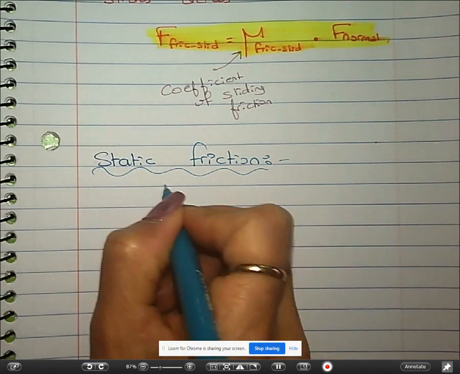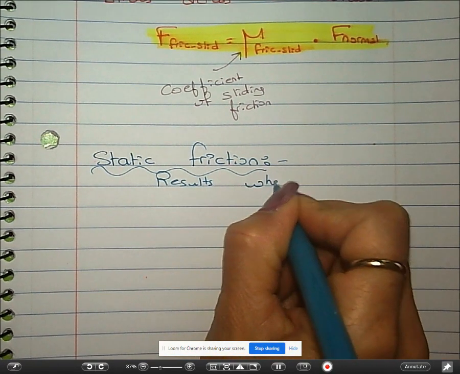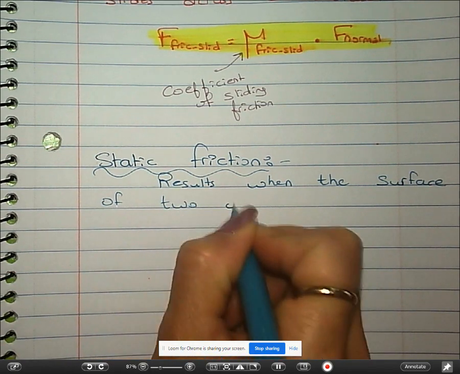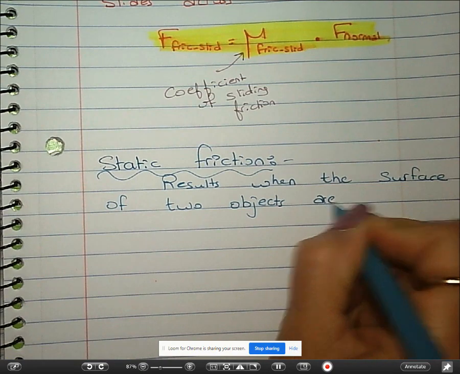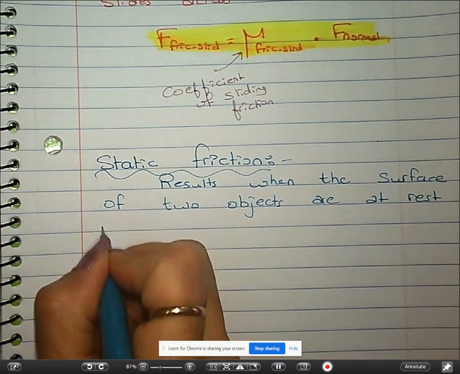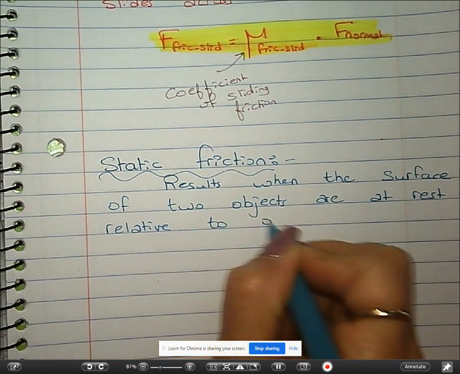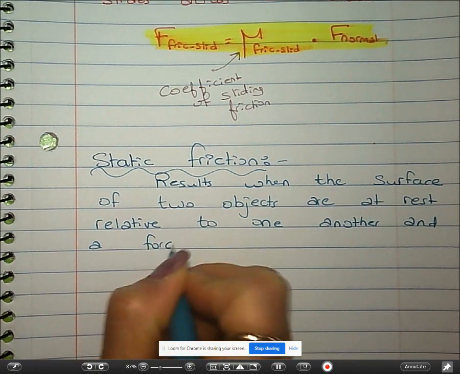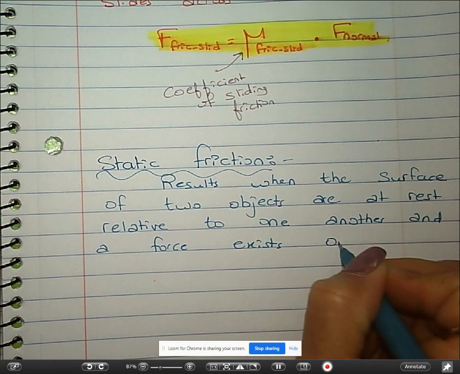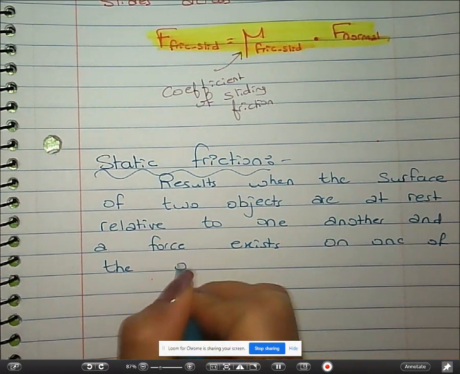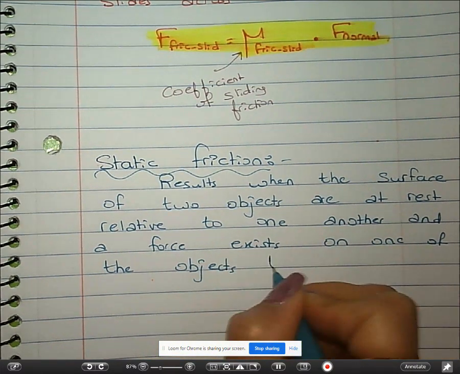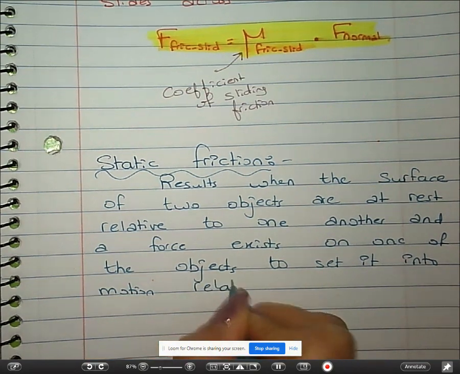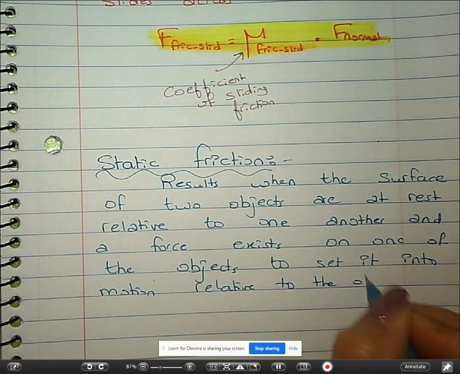Let's just write this down. It results when the surfaces of two objects are at rest relative to one another and a force exists on one of the objects to set it into motion relative to the other object.